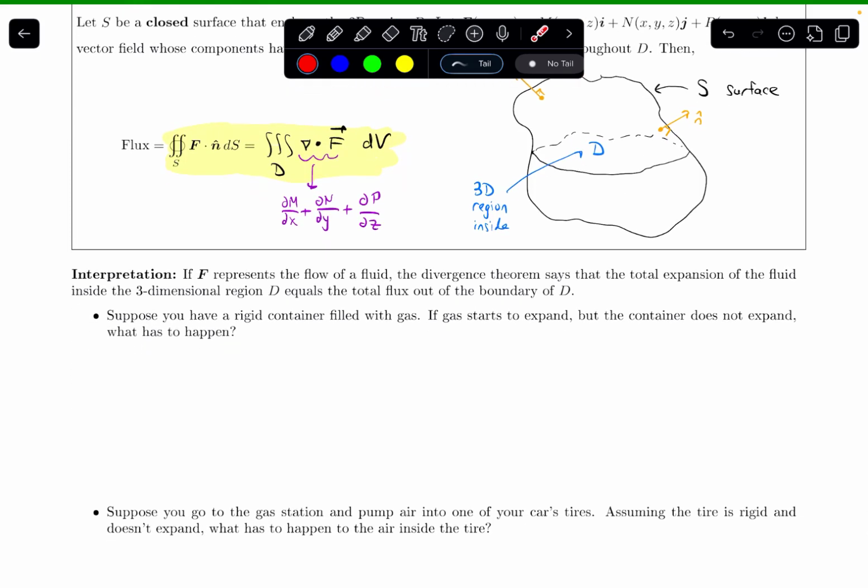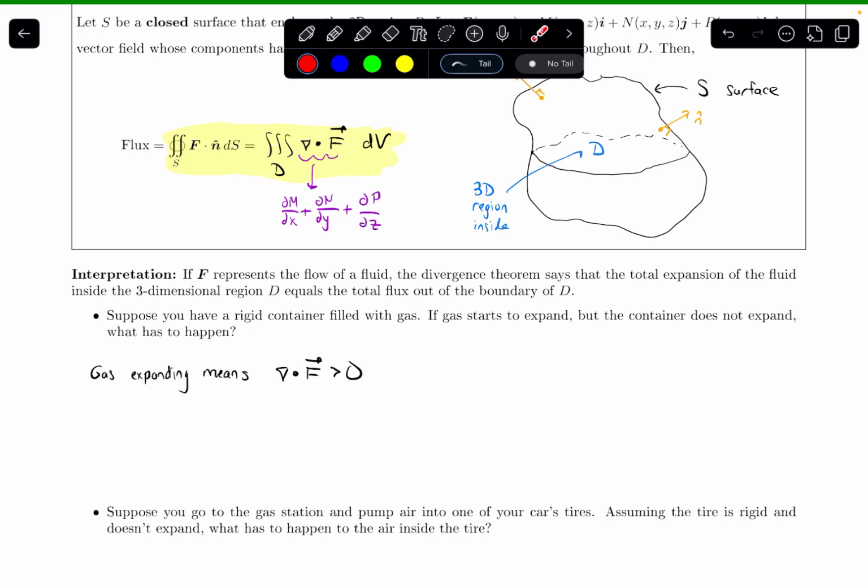First, let's suppose that I have a rigid container filled with gas. That means this container is fixed in size. It's not going to get bigger or smaller. But if the gas starts to expand, but the container does not, what has to happen? If the gas is expanding, this means that the divergence, so if I have a point and the gas is expanding, my vector field arrows are pointing away from it. That's a positive divergence. So this means my divergence of F is going to be positive.